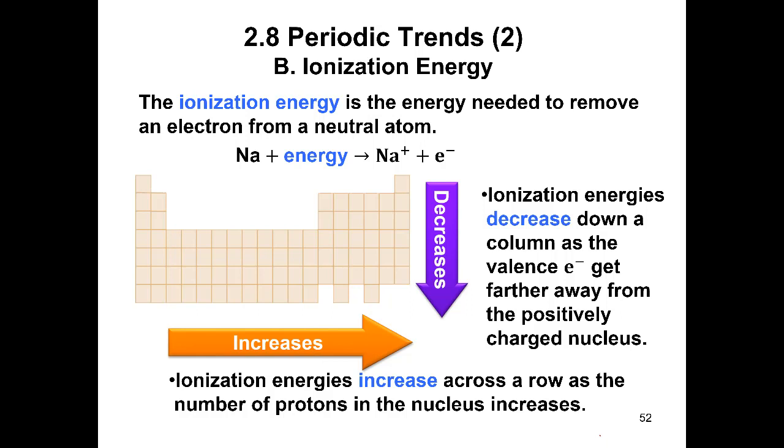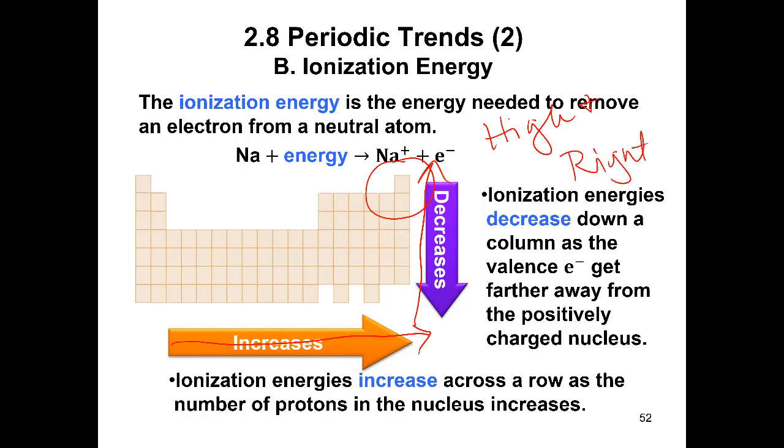So if you apply the thought process that I was using earlier, it's increasing this way, so it also increases going up. Right? So ionization energy is high and right. High and right. So the farther right and high you go, the higher the ionization energy is. And interestingly, fluorine, which is right there, is pretty much the highest ionization energy that you can have.